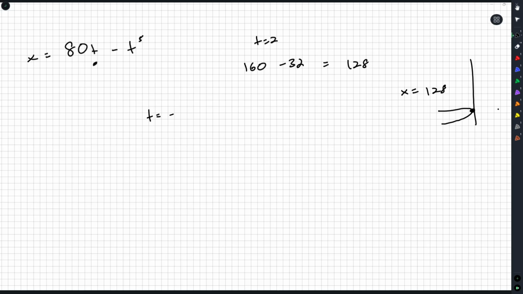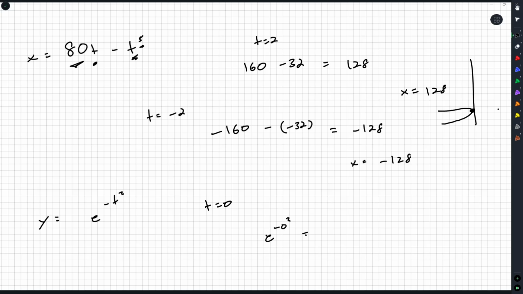All right, what happens if t equals negative 2? Well, you'll have 80 times negative 2, so negative 160, and then minus negative 32, which is negative 2 to the 5. So that'll be negative 128. So x equals negative 128 is also a vertical tangent line. And what's the y coordinate for our horizontal tangent line? E to the negative 0 squared. Well, that's just 1. So y equals 1 is a vertical tangent. So no, not a vertical tangent, a horizontal tangent.